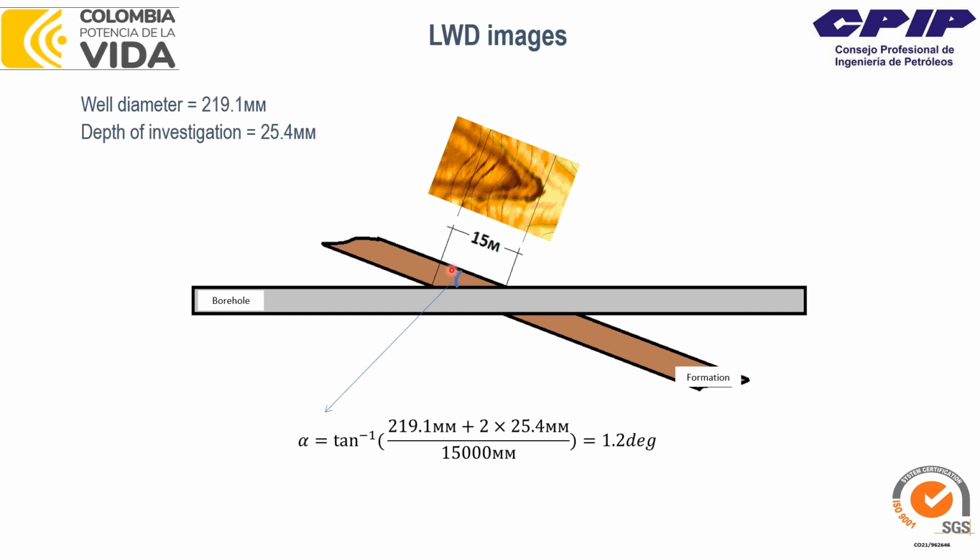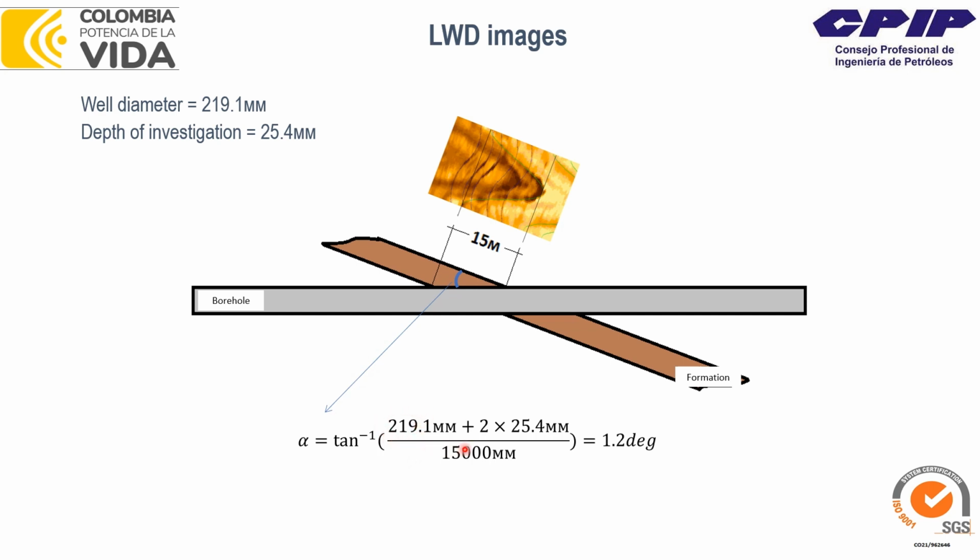But you also have to consider the depth of investigation of the image. The layout of the image has the diameter of the borehole plus the depth of investigation. For example, if we have a density image, the density image penetrates the formation about 1 inch, which is 25.4 millimeters on each side. To make this calculation correct, we need to add these values to the diameter of the borehole. And the simple formula we have is the arctangent of this equation.